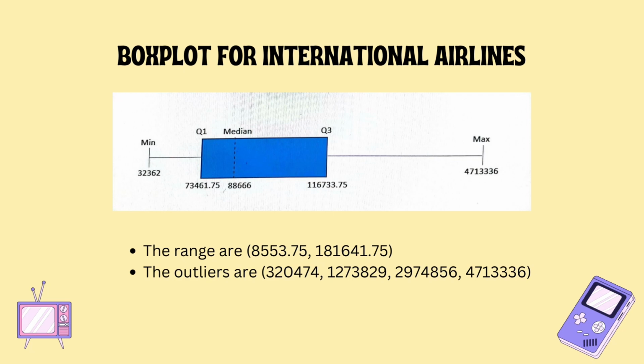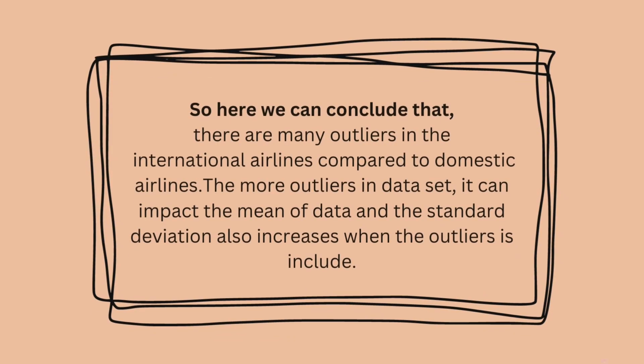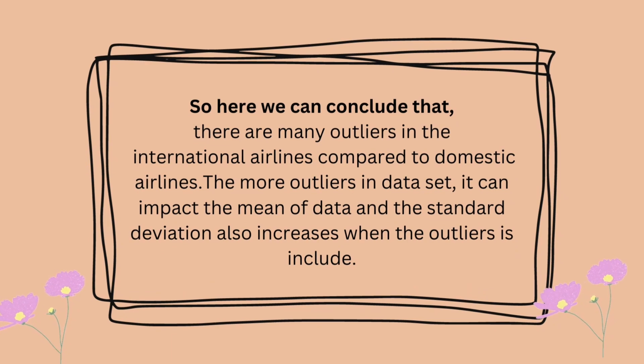320,474, 1,273,829, 2,974,856, and 4,713,336. So here we can conclude that there are many outliers in the international airlines compared to domestic airlines. The more outliers in a data set, the more it can impact the mean of the data, and the standard deviation also increases when the outliers are included.